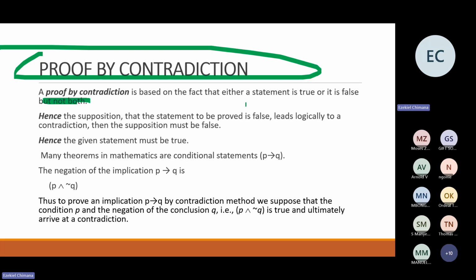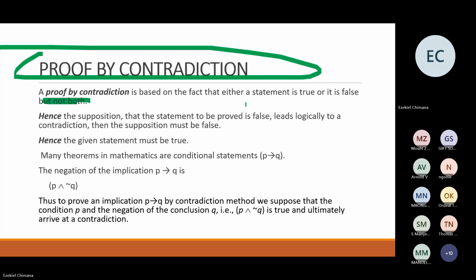Whenever you say it is true and then you assume it is false, the answer that we get must lead to a contradiction, because we are saying it is either false or true. So hence the given statement must be true. If it contradicts with what you have said earlier, then the given statement must be true.